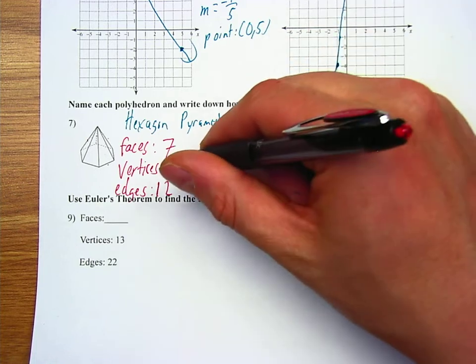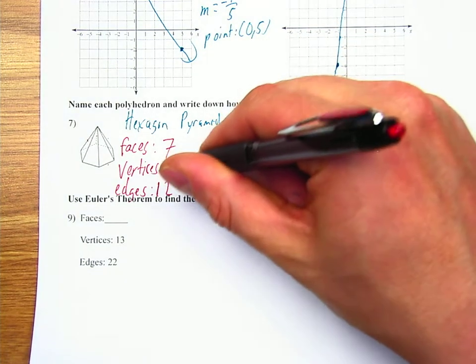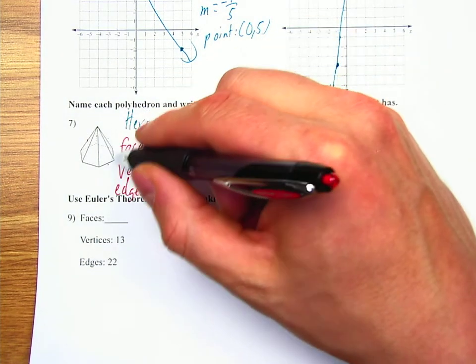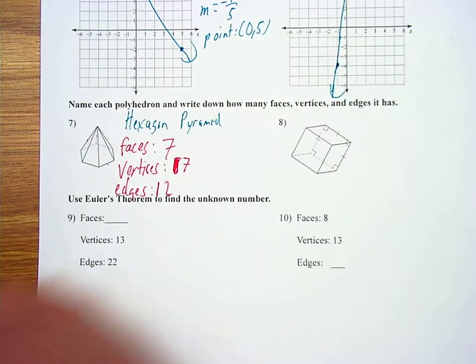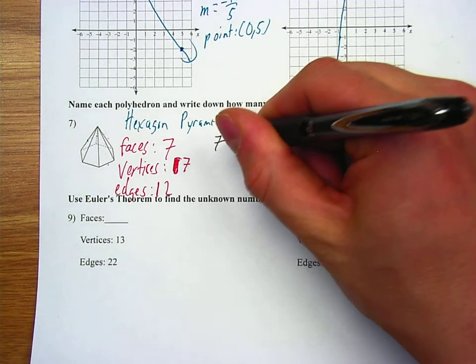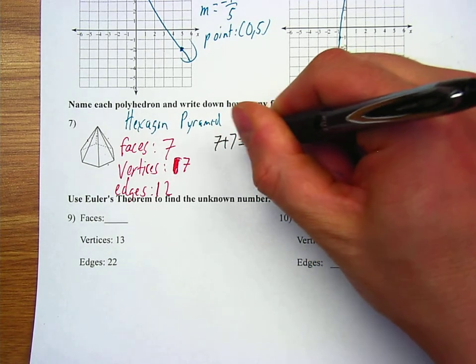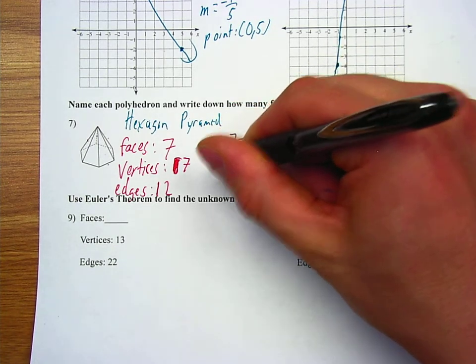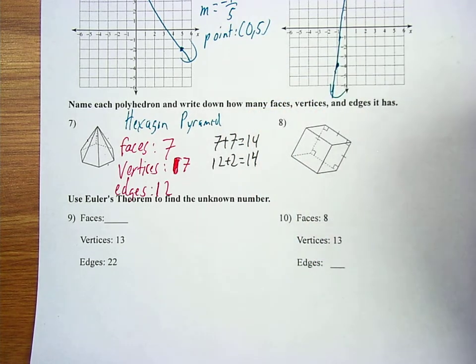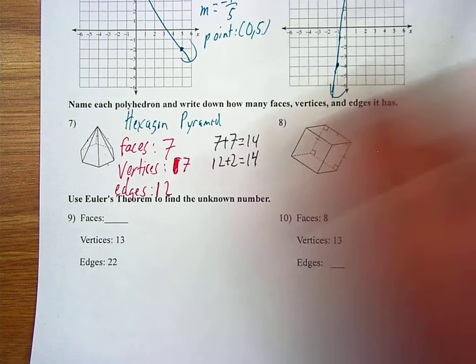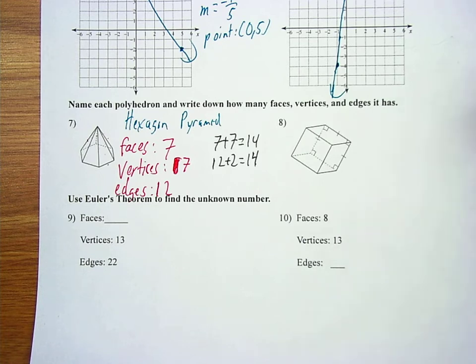There are in fact not 8 vertices. There are only 7 vertices on this. There's the 6 on the bottom and then the one at the top, point. And again, you should look at this and you should say faces plus vertices, that's 14, is equal to edges plus 2. That's also 14. That's a good way to verify your work. All right, question 8, same question.